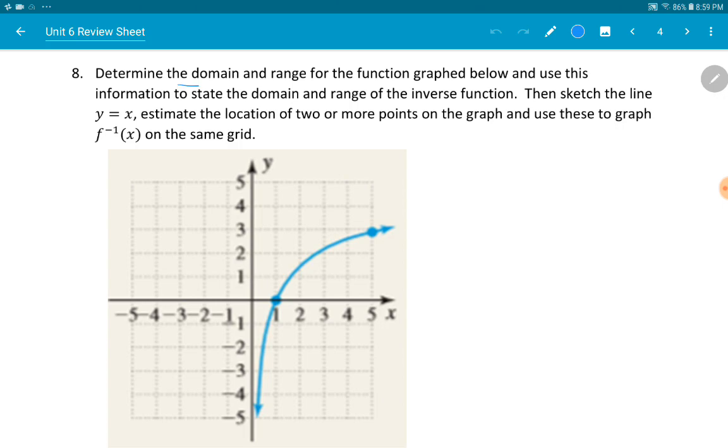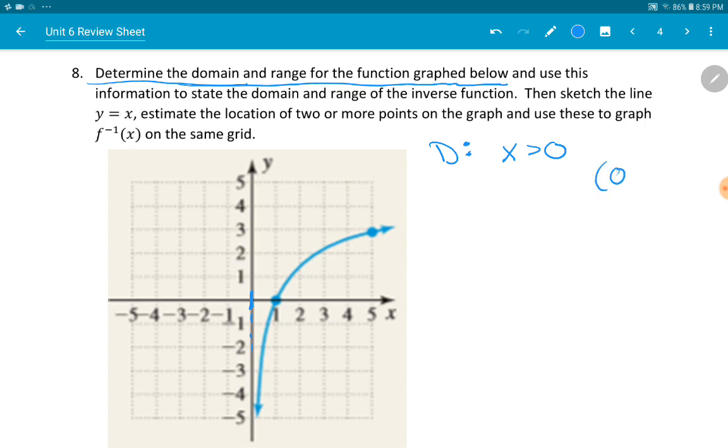First, let's determine the domain and range of the function graphed. So domain is all the possible x values. So all the x values that are covered on this graph looks like it goes from not including 0, so x will be greater than 0, but not equal to. Or you could use interval notation, same thing. I'll give two possible answers. Both of these would be correct.